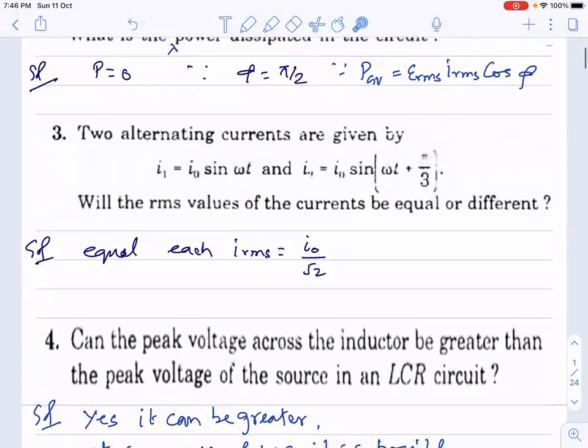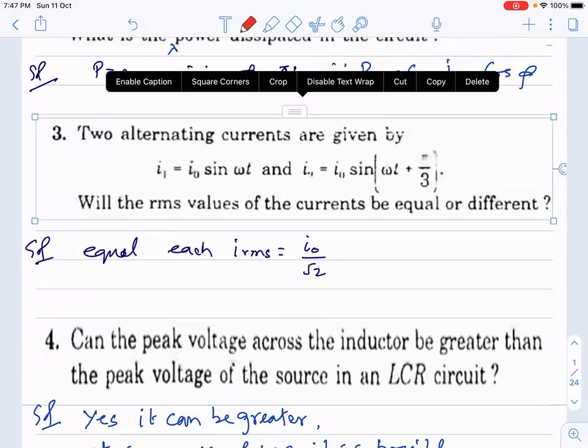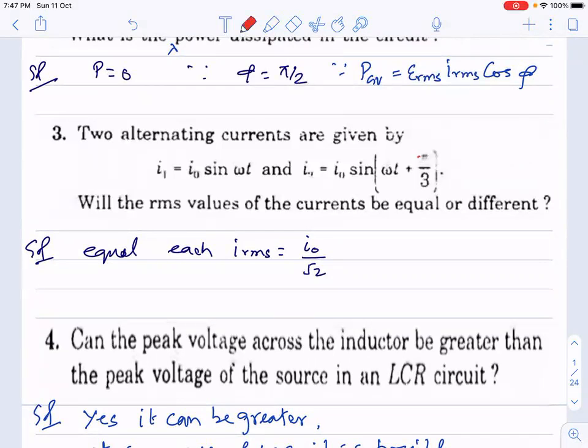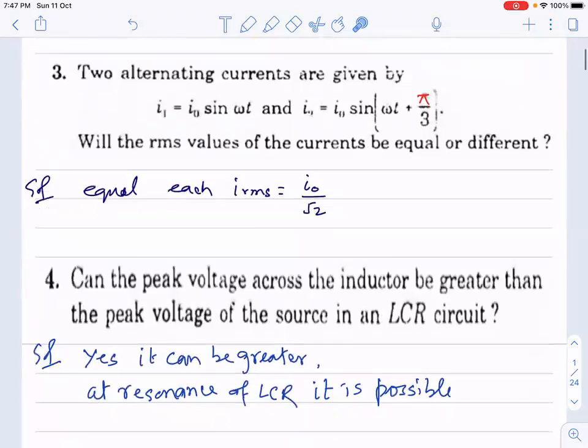Next one is, two alternating currents are given by this relation. I1 is given, I2 is given. Will the RMS values of current be equal or different? It will be equal. RMS value depends upon the peak current, which will be divided by √2. That will be the RMS current. Equal in both cases.